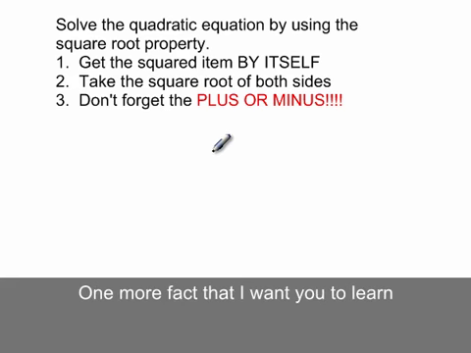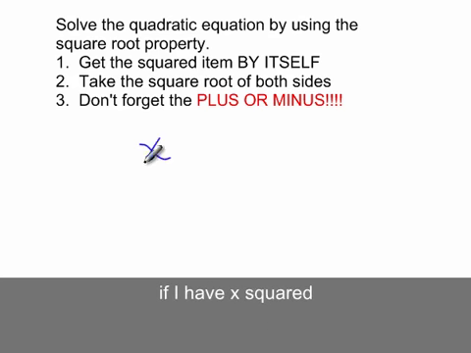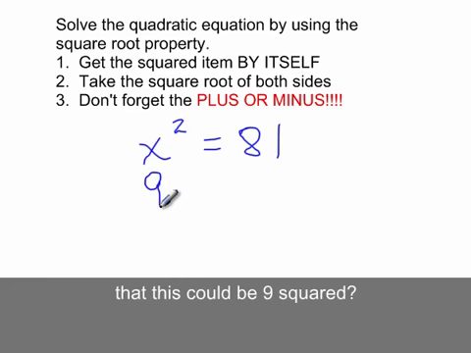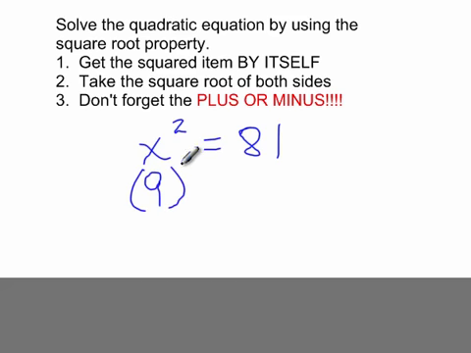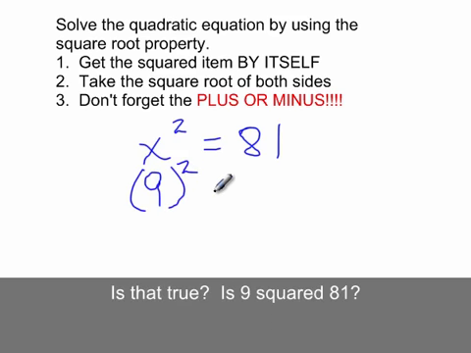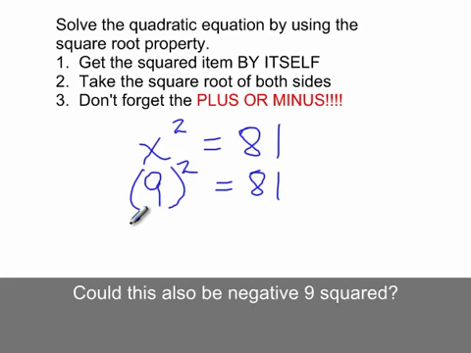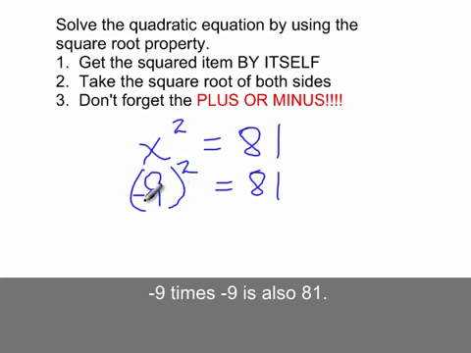One more fact I want you to learn. If I have x squared is equal to 81, do you believe that this could be 9 squared? Is that true? Is 9 squared 81? Yes, 9 times 9 is 81. But wait a second. Could this also be negative 9 squared? Negative 9 times negative 9 is also 81.